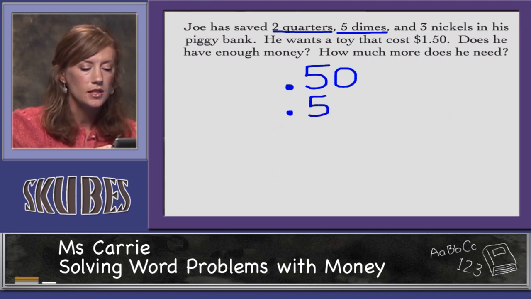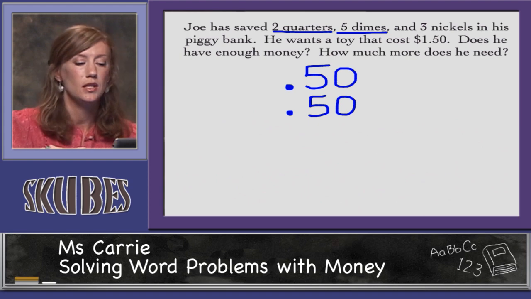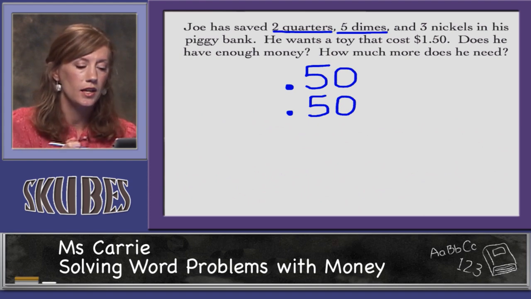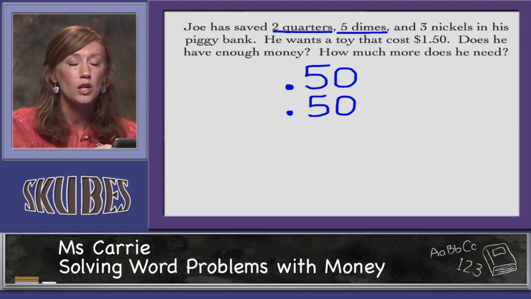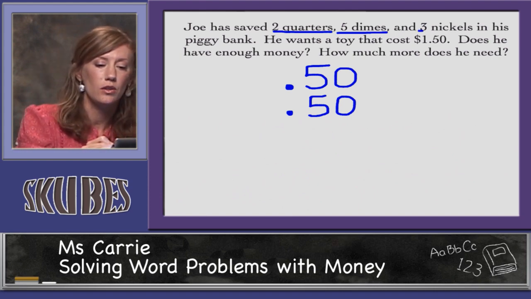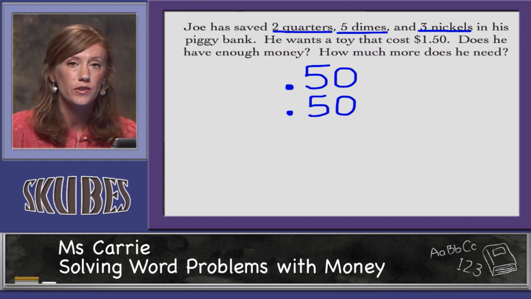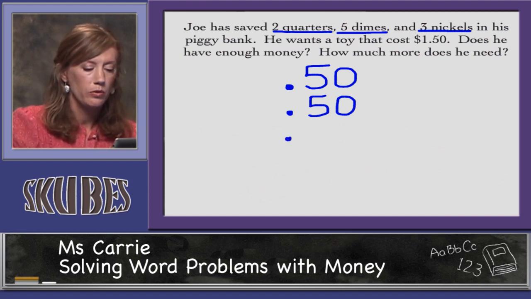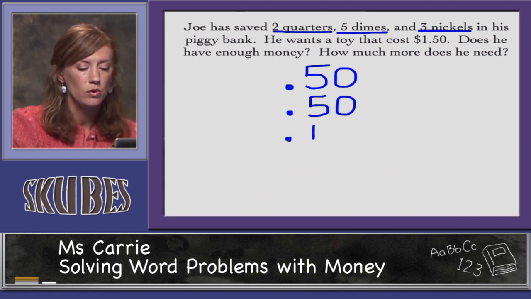He has 5 dimes. 5 dimes is also 50 cents. Now when you line these up, it's very important to keep your ones in the same line, your tens in the same line, and your decimals all down in the same line. And 3 nickels. And we know that 3 nickels is 15 cents. And the way we would write 15 cents is decimal 1 5.